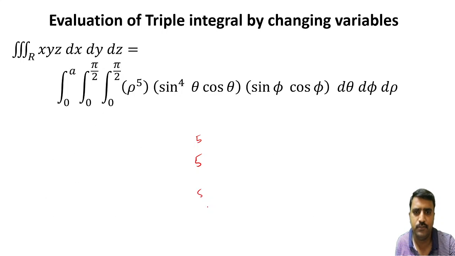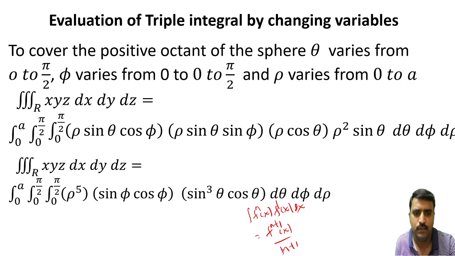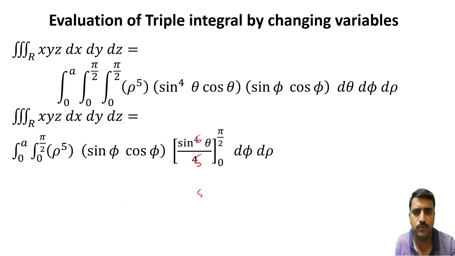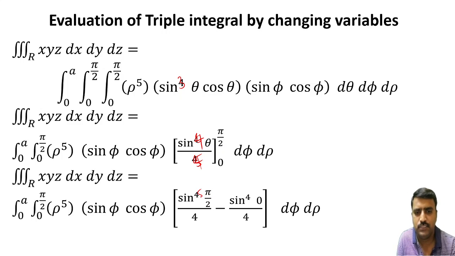See what that is, sin cube theta is there, so it is correct. Sorry, we need to change this value. This is sin cube theta, so its integration is sin to the power 4 theta divided by 4. So it is sin to the power 4 theta by 4. You apply the limits: sin to the power 4 of pi by 2 by 4 minus sin to the power 4 of 0 by 4.